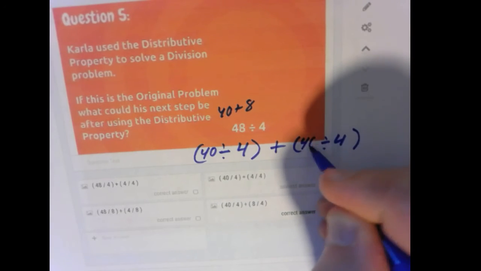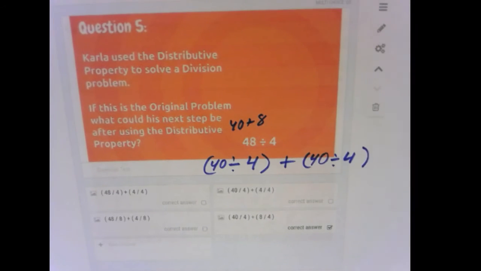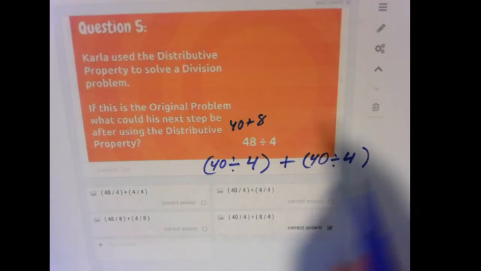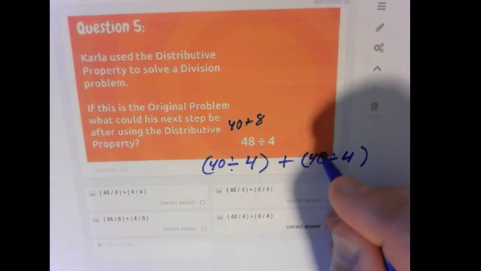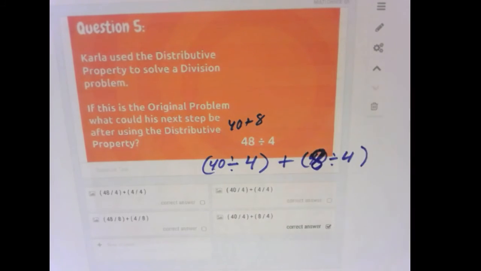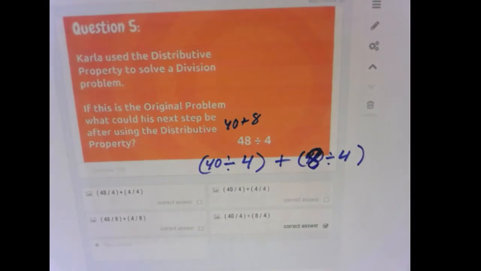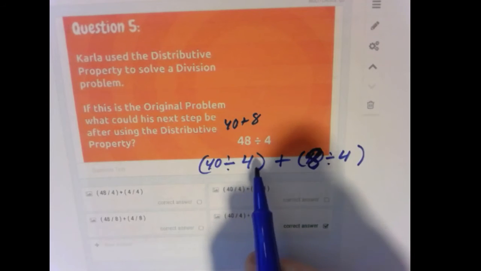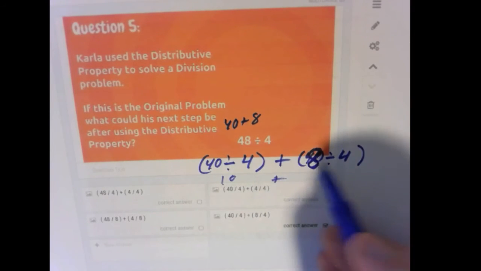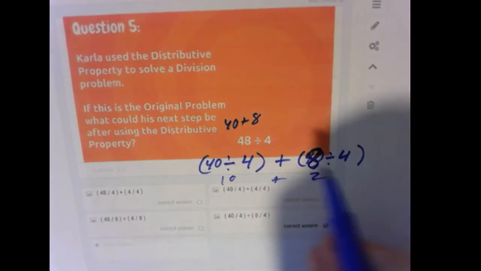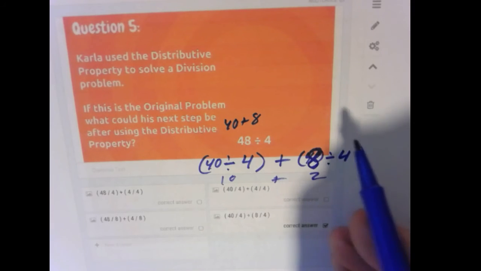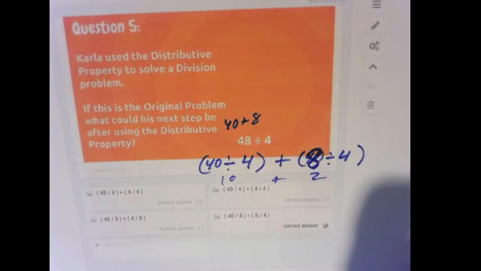So using division with the distributive property, we would have 40 and 8. And we end up getting the same thing because 48 divided by 4, isn't that the same as 40 divided by 4 is 10, plus 8 divided by 4 is 2? 48 divided by 4 is 12, and 10 plus 2 is 12.